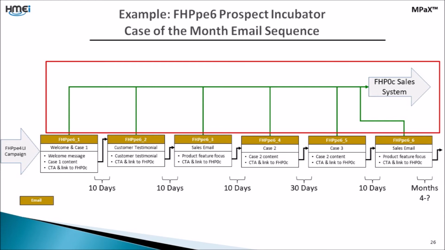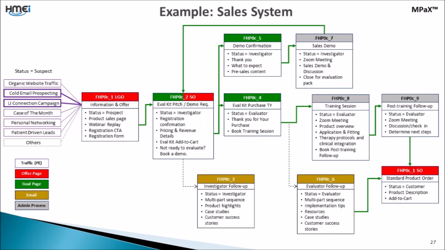The goal is to educate prospects about the product, build trust and familiarity, and maintain contact with prospects over time so that we'll be there when they warm up and are ready to take action. The final example is a map of the sales system for the same product.